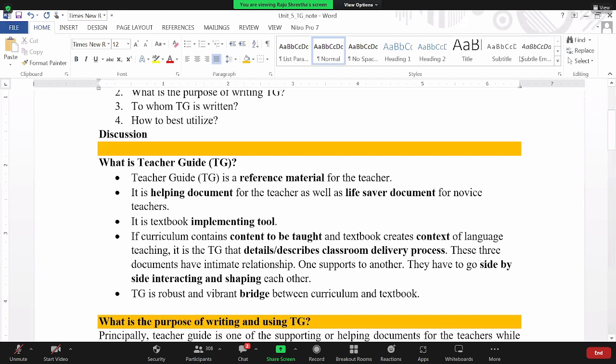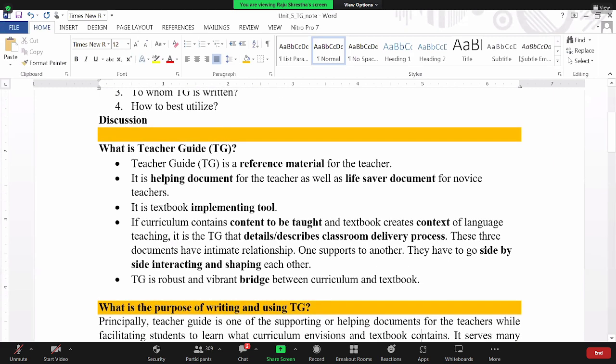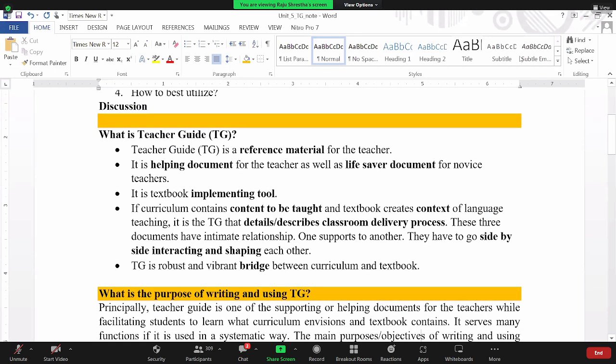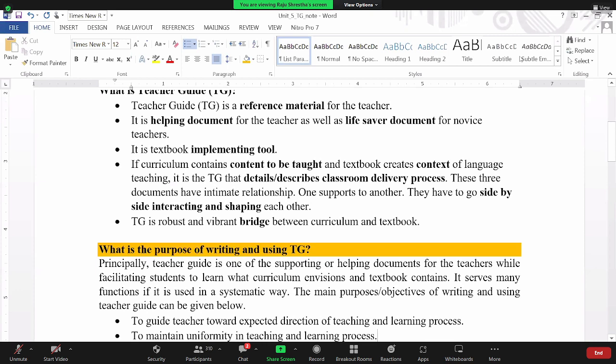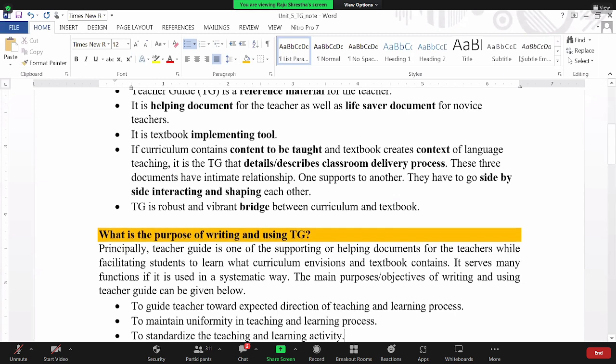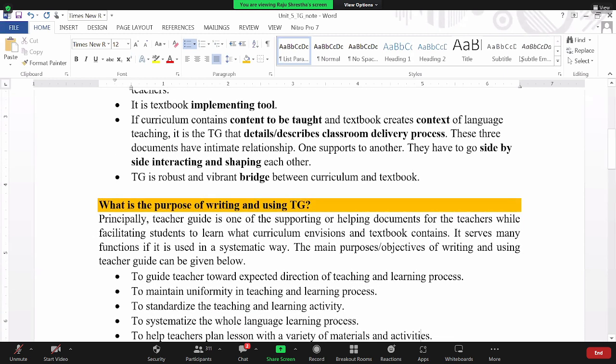So it is the implementing tool, textbook implementing tool. We implement the concept of the textbook by the use of TG. So curriculum contains content to be taught. Textbook creates the context of language teaching and learning. Then TG describes the classroom delivery process. Every detail will be provided. We understand this. And TG functions as the bridge, एकदमै vibrant bridge, one robust, strong bridge between curriculum and textbook.